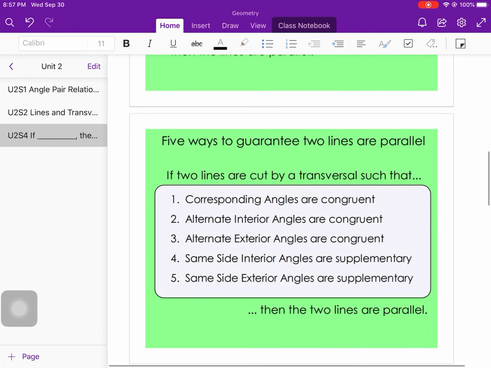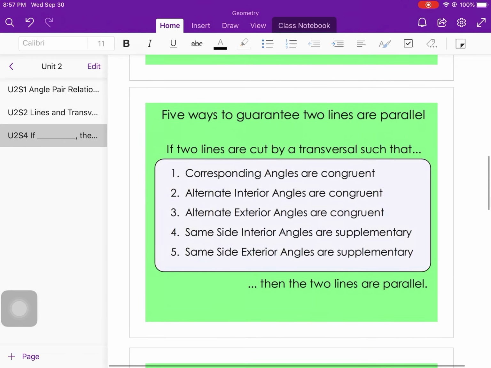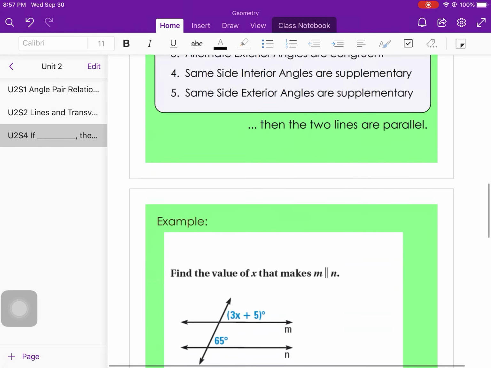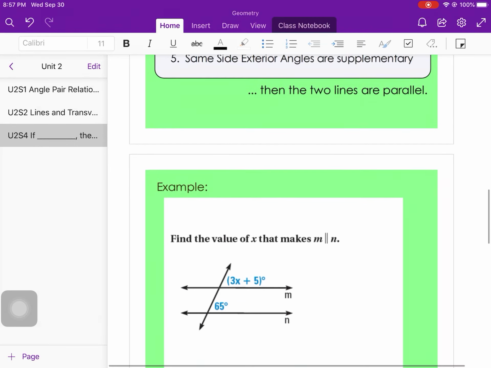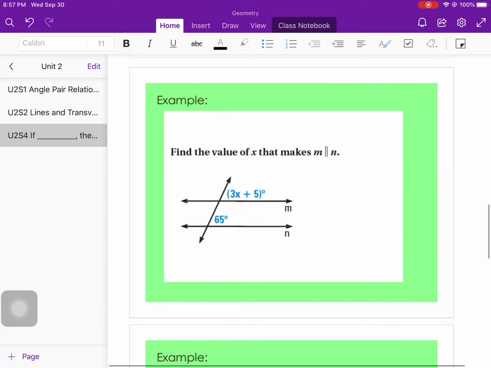So this is 5 ways to guarantee that 2 lines are parallel. If 2 lines are cut by a transversal such that we know that any of these 5 is true, then the 2 lines have to be parallel. So basically it's just like reversing the ideas. So here's our first example of how we're going to use this.